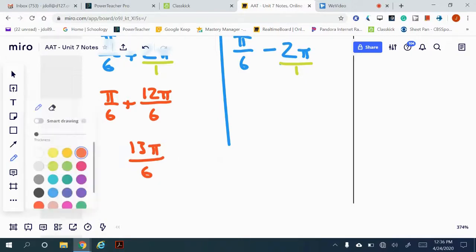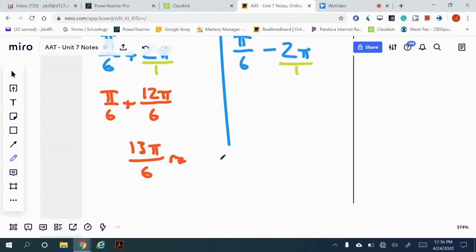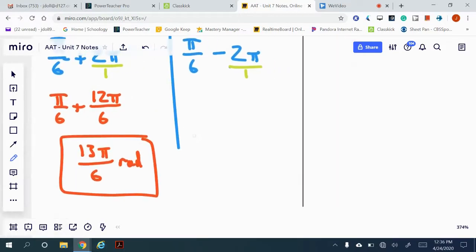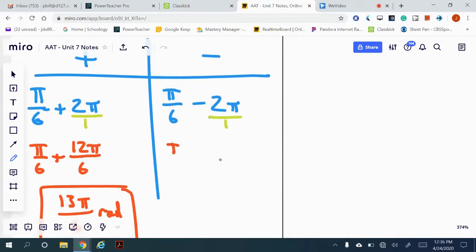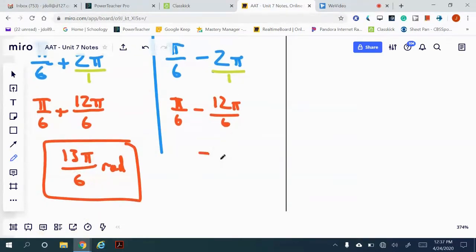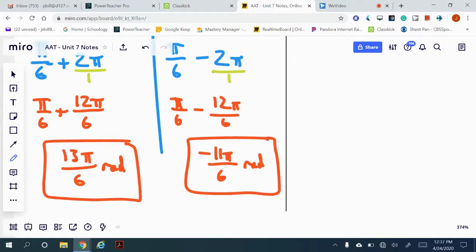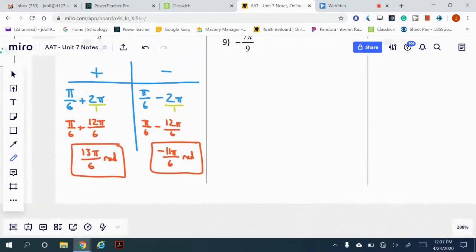And that would be in terms of radians. Let me be diligent about writing my units of measurement. Got to make sure we do that. That would be 13 pi over 6 radians. Now, the nice thing is, once you convert 2 pi for the positive, it's the same ratio here. So now this is 1 minus 12. So I get negative 11 pi over 6 radians. All right, guys, this is all just simplification, just arithmetic, just practicing with this.